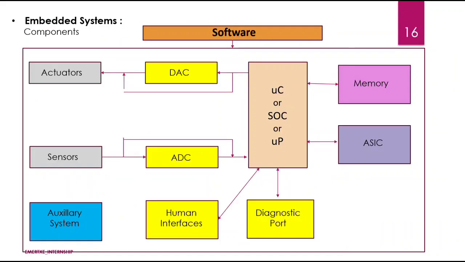So what are the components in the embedded system? So we have the microcontroller or SoC or microprocessor. We have digital to analog converter called a DAC, or ADC, analog to digital converter. We have actuators, sensors, auxiliary system, diagnostic port, ASIC and memory.